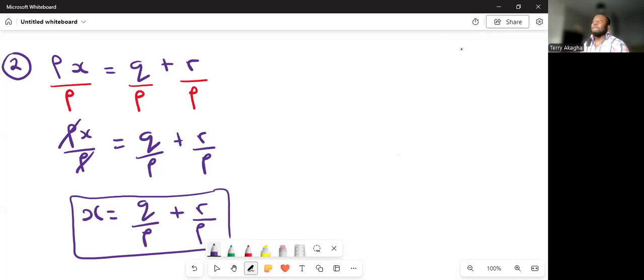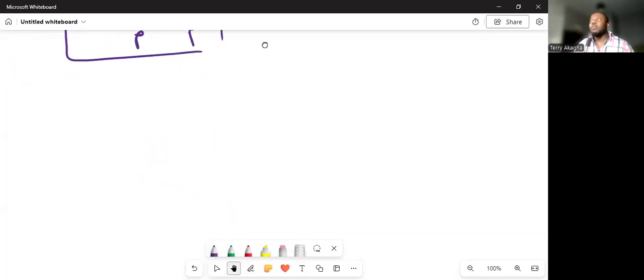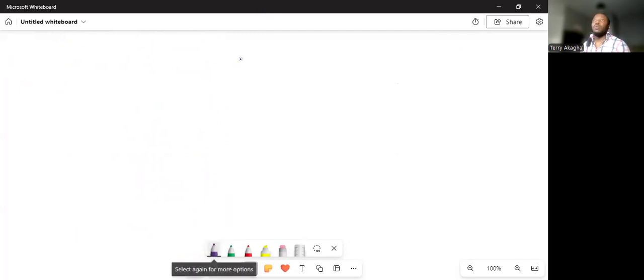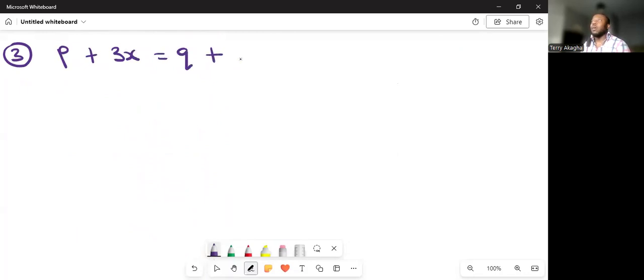All right. Let's pick maybe 2 or 3 more examples and see how we do. So let's pick number 3. We have P plus 3x is equal to Q plus R. All right, so the first thing we need to do is make x the subject of the formula. So that means we need to get rid of this P first, and after getting rid of the P, we then get rid of the 3.